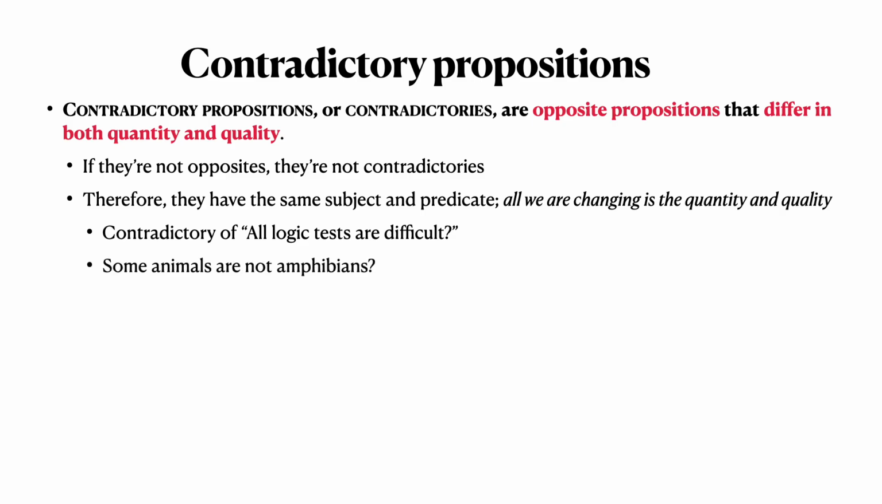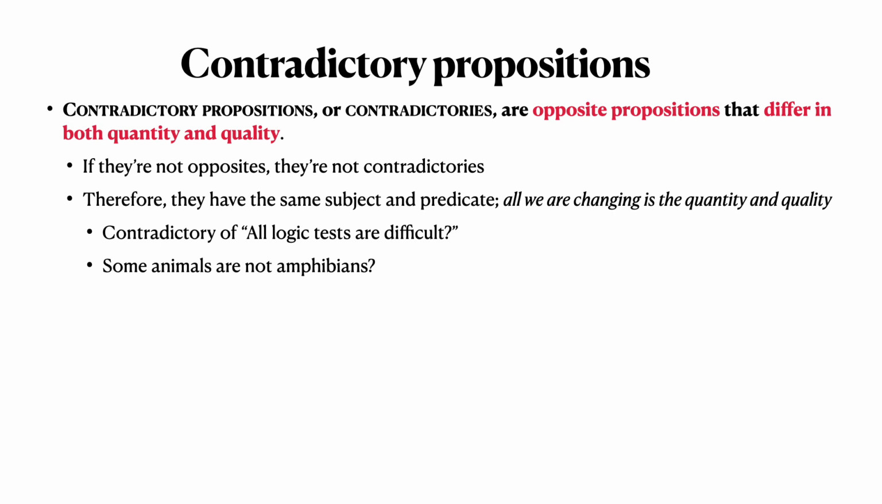What's the contradictory of some animals are not amphibians? Well, that's an O proposition. We have to change its quality, which means we go over to the I, and we change its quantity, which means we go up to the A. So the contradictory of some animals are not amphibians is going to be all animals are amphibians. Note, I know that the statement all animals are amphibians is false. I know that. It's still the right answer to the question of what is the contradictory of some animals are not amphibians.